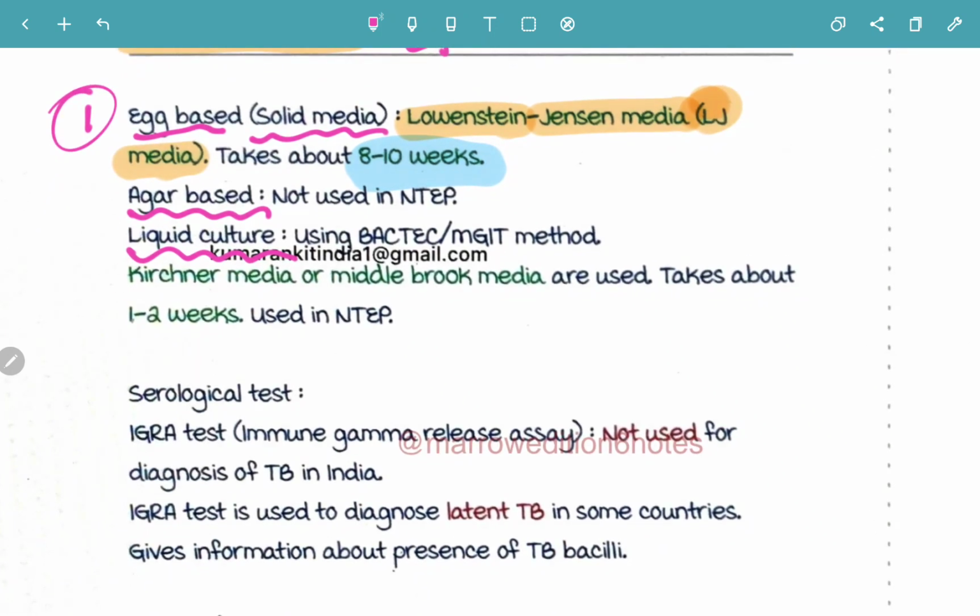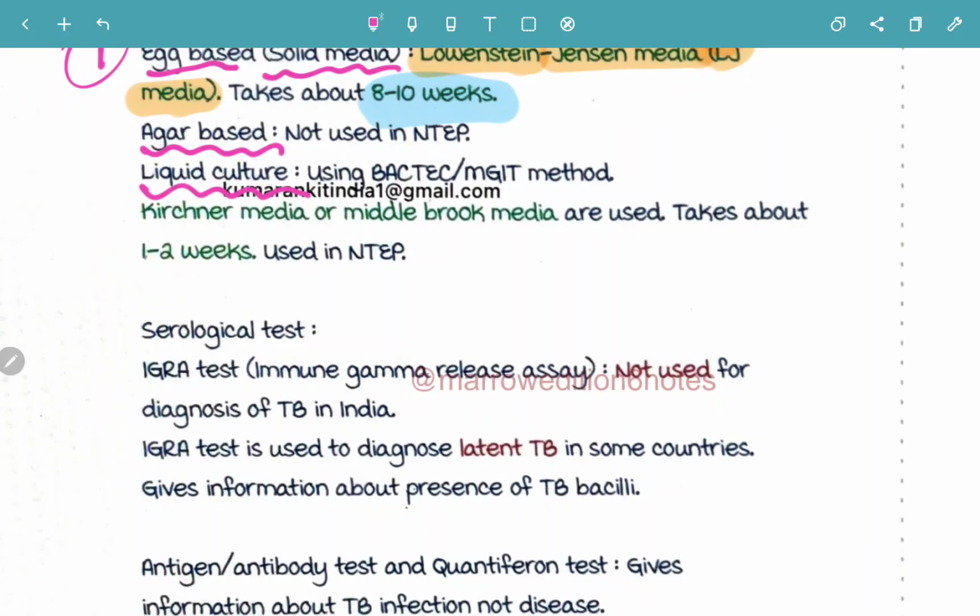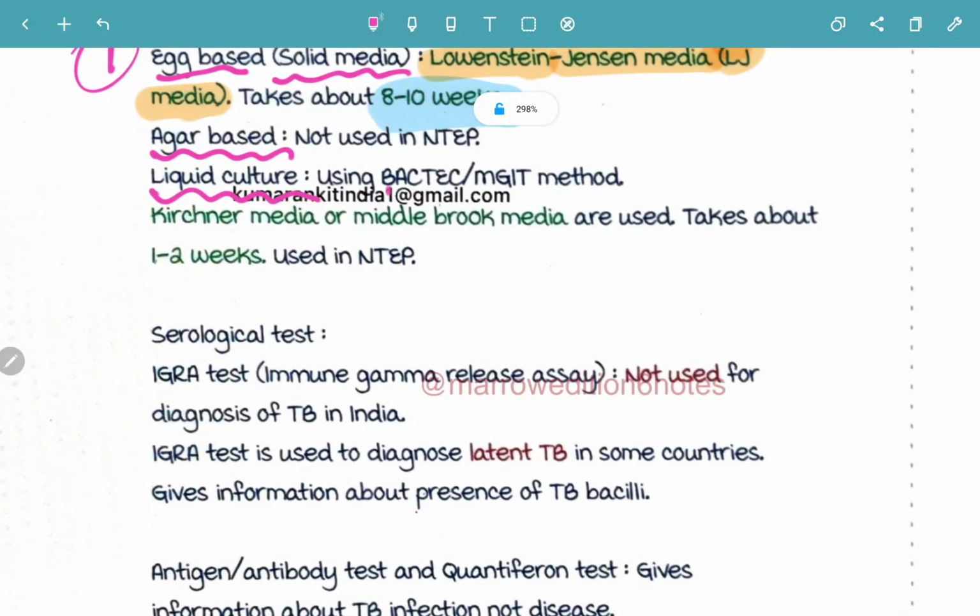Agar based is not used in NTEP. Liquid culture is using the BACTEC or MGIT method.